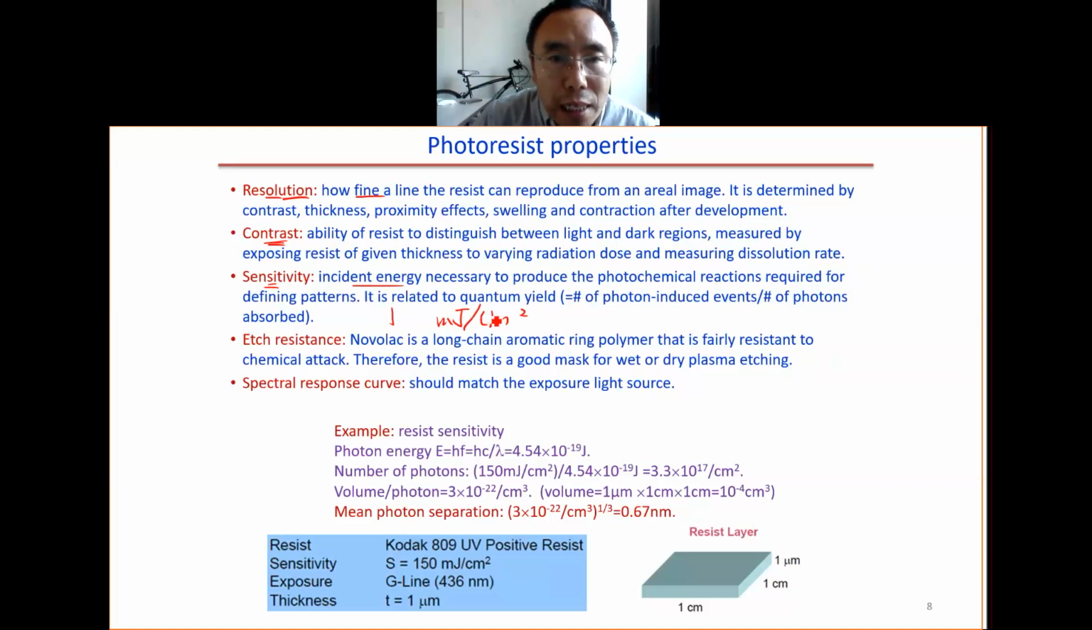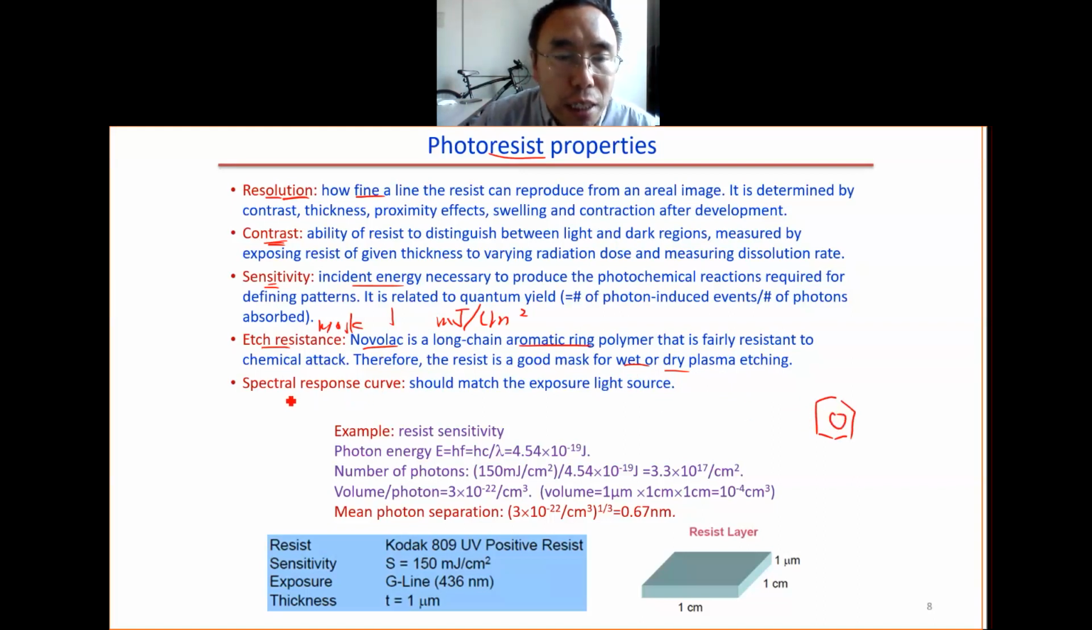How much energy per square centimeter? Now, resist: for the photoresist, resist means we use this one as the etching mask. Novolac has this phenyl group, this aromatic ring, which we know is chemically stable. As a result, Novolac is pretty resistant to chemical etching, both wet etching and dry plasma etching, because it is chemically stable.